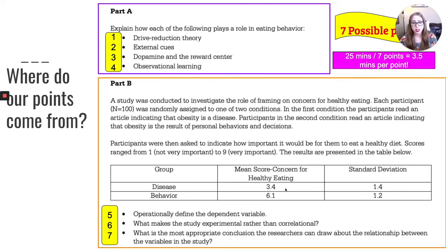And then you'll see your 3 questions listed down here. You are asked to operationally define the dependent variable, what makes the study experimental rather than correlational, and what is the most appropriate conclusion the researchers can draw about the relationship between the variables in the study. So pretty straightforward questions here. As long as you remember your terminology and you remember how to interpret a study, you're going to get these points no problem. And so let's look at an exemplar example of response to Part B.